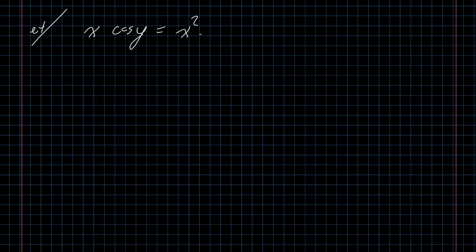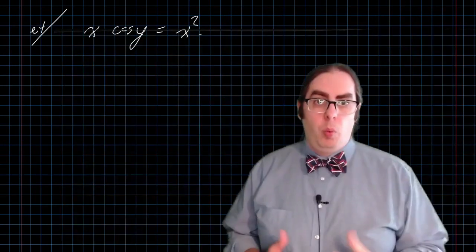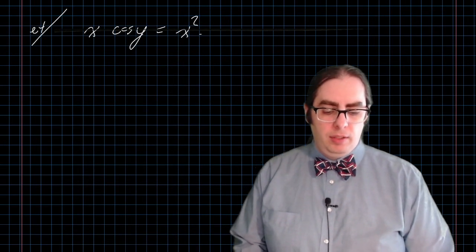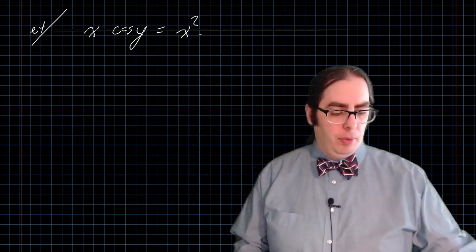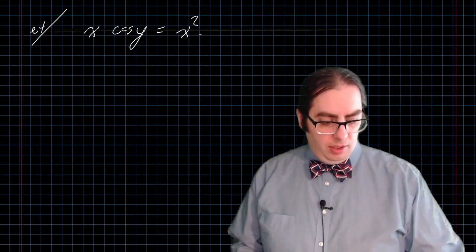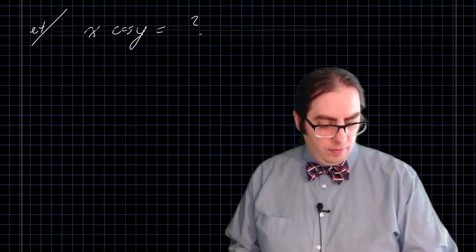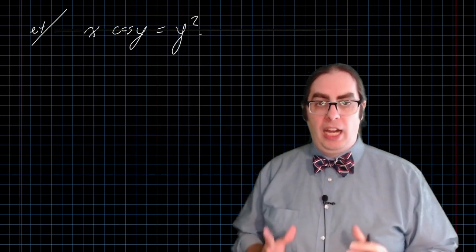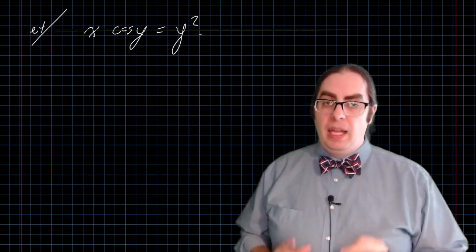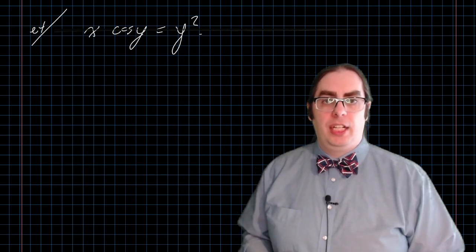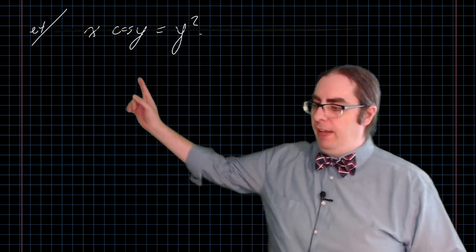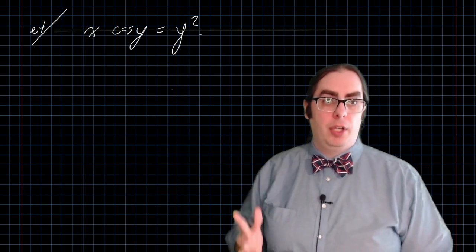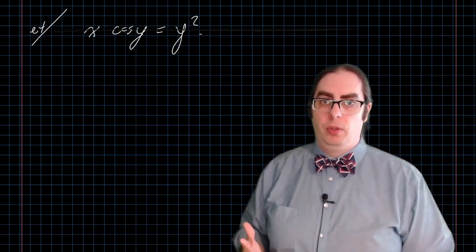All right. So here's one more problem. I have x times the cosine of y is equal to, I wrote that backwards, I apologize. Let's try writing this correctly. x times the cosine of y is equal to y squared. This one's a little bit more challenging to differentiate. Notice that we have x times cosine of y. That is a product of two things. We'll need to use the product rule.